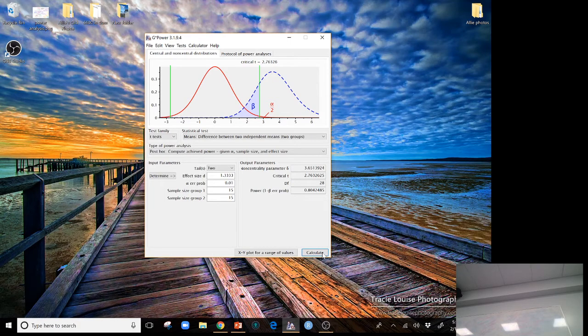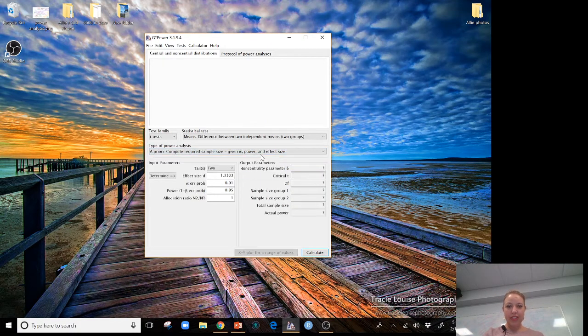The type of power analysis. We're still doing the same test, but now instead of doing post hoc, we're going to do a priori. So two tails, correct or incorrect? Correct. Cohen's d, 1.3333? Yeah? Alpha, 0.01? Yeah? Yes, it said on this one. Power, 0.95.